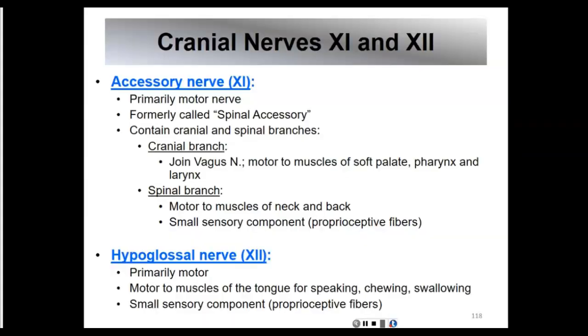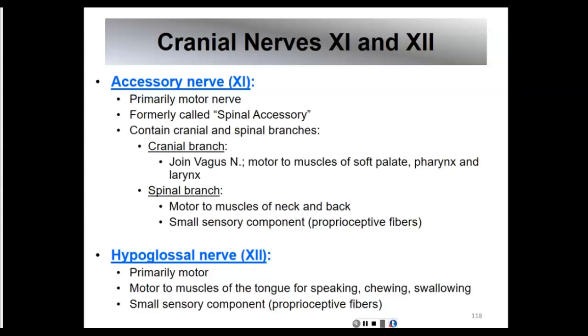Number 11 is accessory. It's a primary motor. It used to be called the spinal accessory. It has a cranial and a spinal branch. In the cranial branch, it joins the vagus nerve and is for motor to muscles of the soft palate, the pharynx, and the larynx. In the spinal branch, it goes to muscles of the neck and the back. Really, this is the only cranial nerve that's having a motor function to muscles in your neck and back. Everything else is mostly head.